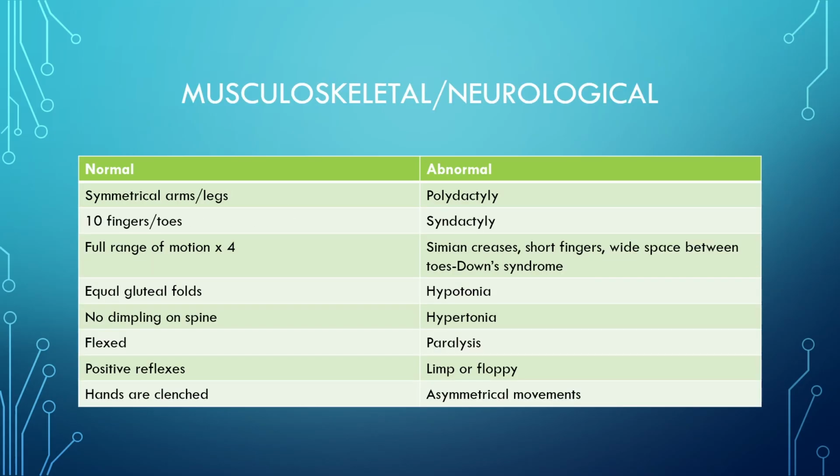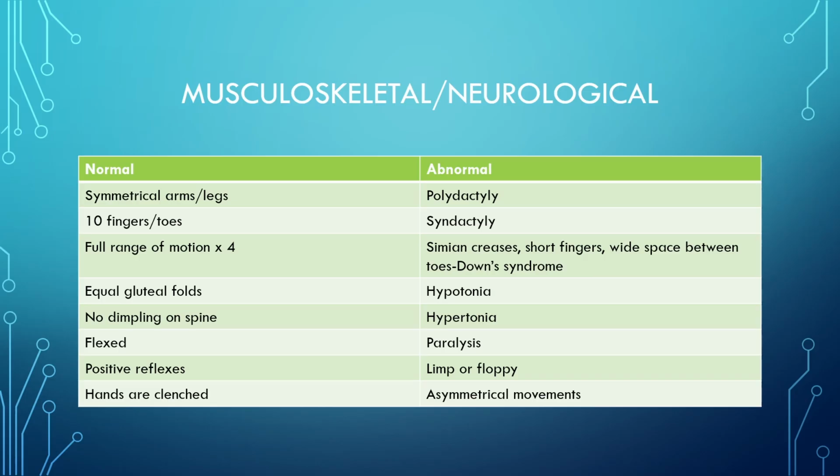When we're assessing the musculoskeletal and the neurological aspects of our newborn, normal findings would be that their arms and legs are symmetrical. They have 10 fingers and 10 toes, full range of motion on all four extremities. We would also look at their backside. They should have equal gluteal folds, no dimpling on their spine. So if you flip them over and you're looking at the lower part of their spine, right above where the butt crack is, there should be no openings or dimples there.